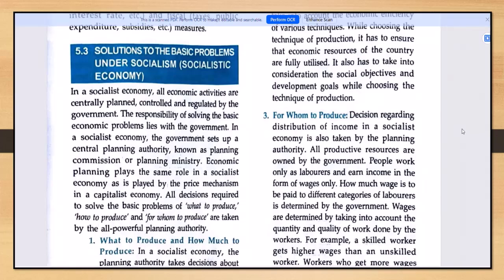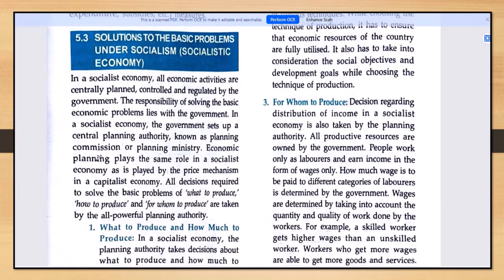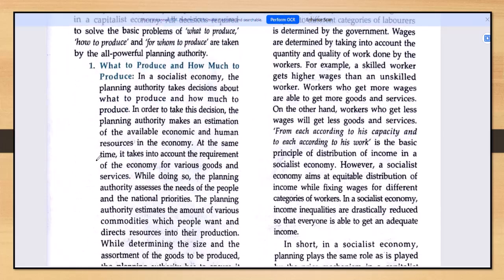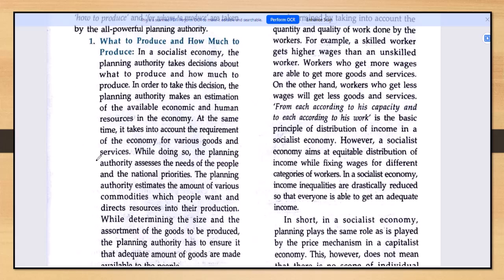Now we will see the solutions to the basic problems under socialism, which is under a socialistic economy. What was a socialistic economy? It was one wherein the economic activities are centrally planned, controlled, and regulated by the central authority, which is the government. So first problem, what to produce and how much to produce. As we know, this is planned, guided, and supervised by the central government of the nation.